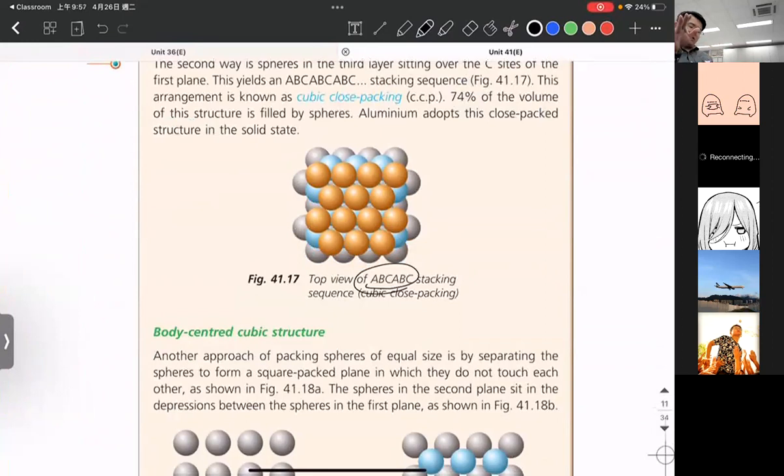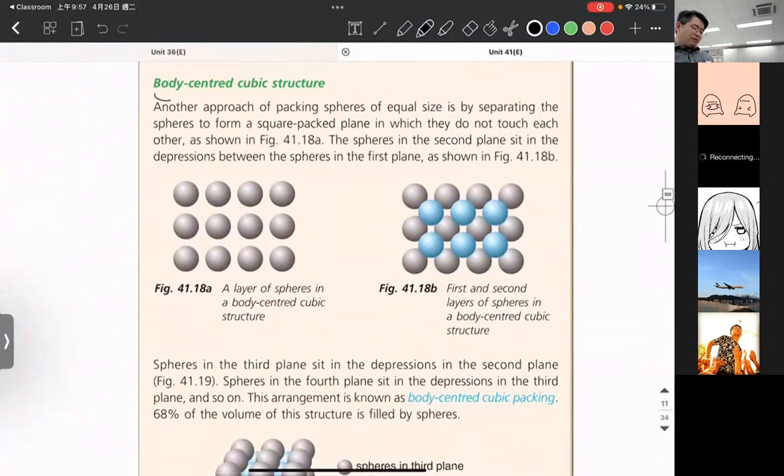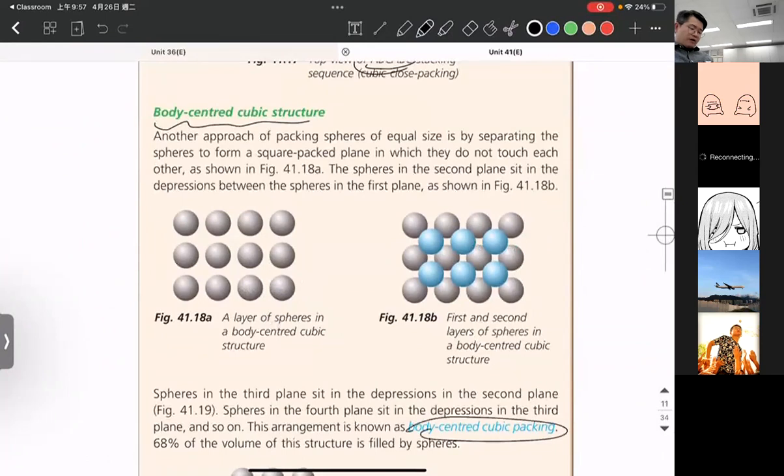So we call it ABC, while layer 4 repeats layer 1 and repeats accordingly. But if you want to talk about this one, it is rather open packed, less close packed. We call that body-centred cubic. So you may find that one, as I said before.